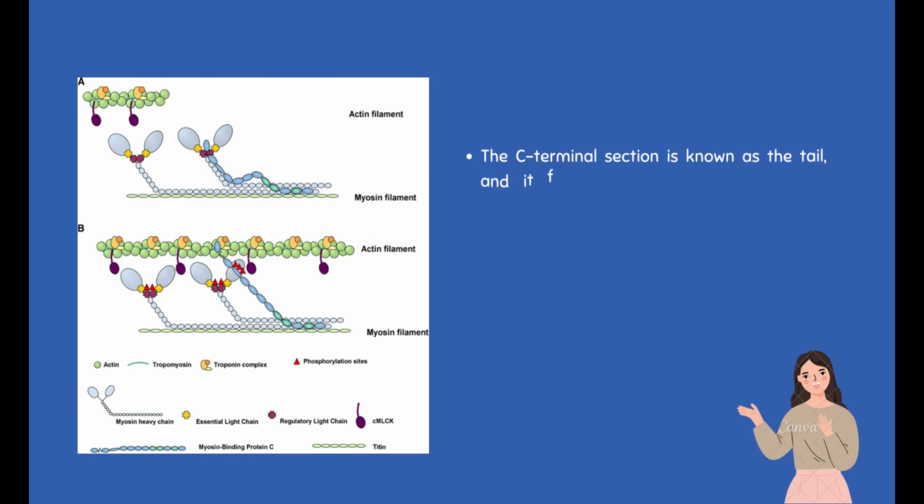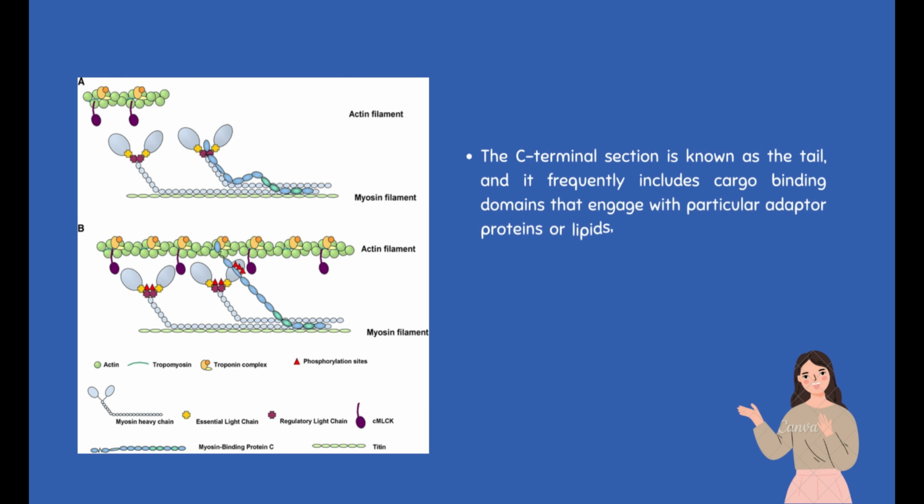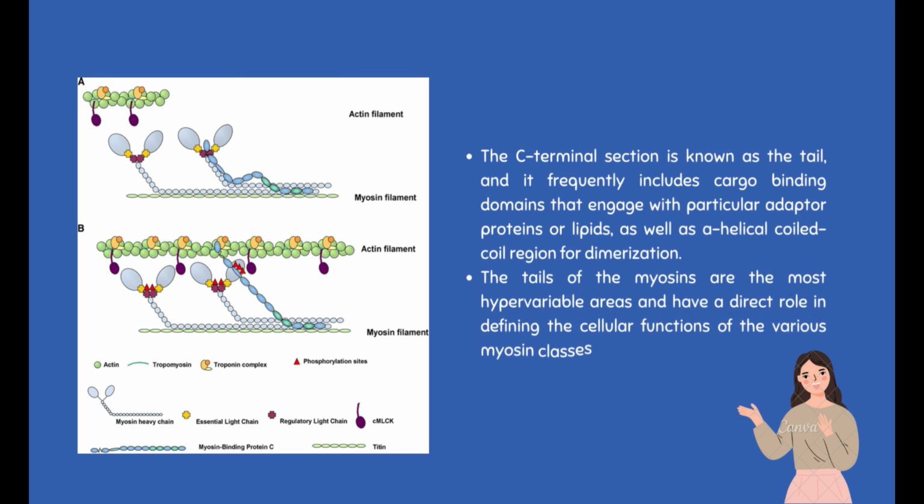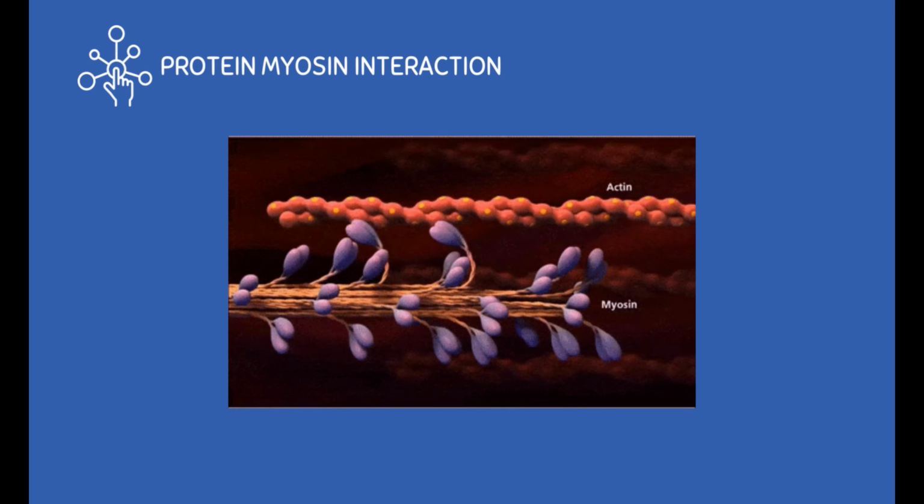The C terminal section is known as the tail, and it frequently includes cargo binding domains that engage with particular adapter proteins or lipids, as well as an alpha helical coiled-coil region for dimerization. The tails of the myosins are the most hypervariable areas and have a direct role in defining the cellular functions of the various myosin classes.